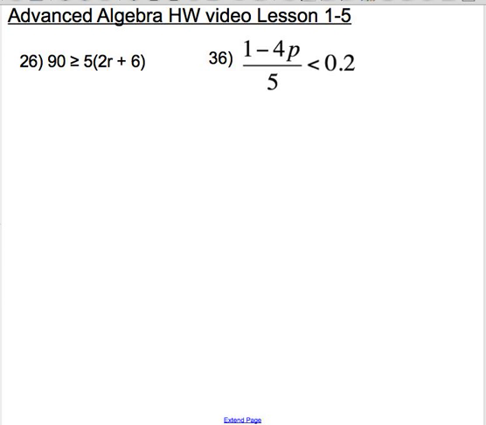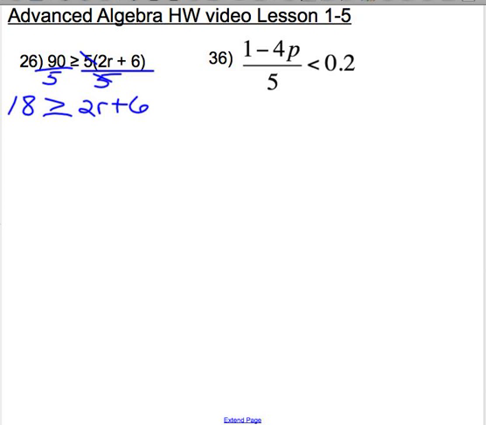What you have to remember is you're going to do the same steps that you would if there was an equation. So I noticed in number 26, I have a 5 before some parentheses. That means 5 times something. I will divide both sides by 5 to cancel that out. 5's cancel. 90 divided by 5 is 18. And now I have 18 is greater than or equal to 2r plus 6.